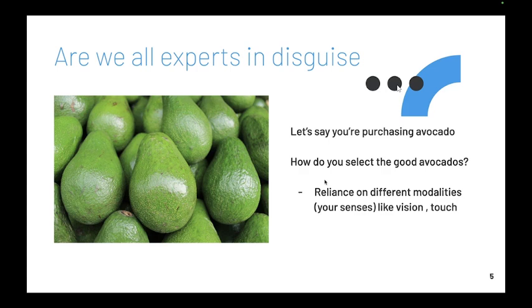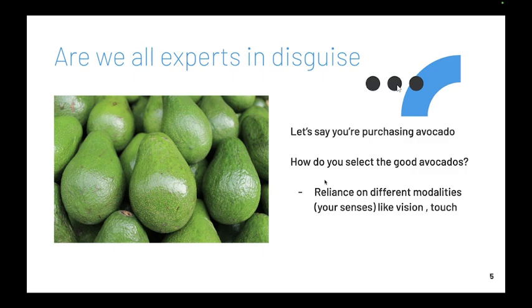So when you reach there, the first thing you do, you use your sense of vision, your eyes, you analyze what you see. This is a first interaction with the information or data. The information is you need to purchase good avocados. So now the data is you have avocados available. So now, how do you select the avocados?